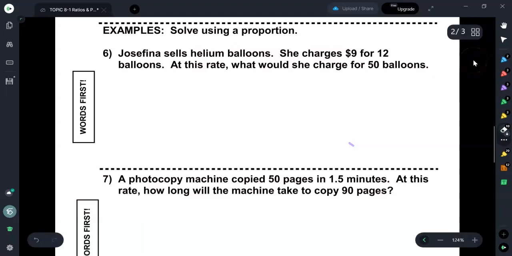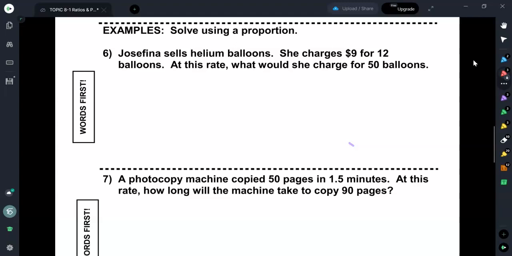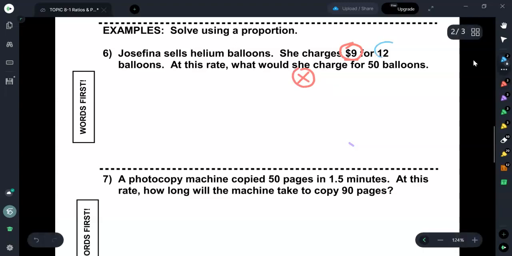Well, the first thing I'm going to do is ask, what are the items we have in this word problem? We've got prices and we've got balloons, right? So let's underline our prices in red, or circle them. I've got $9, and then I don't know what the other one is. What would she charge? I don't know, an x number of dollars. We don't know how much she would charge. I've got 12 balloons and I've got 50 balloons.